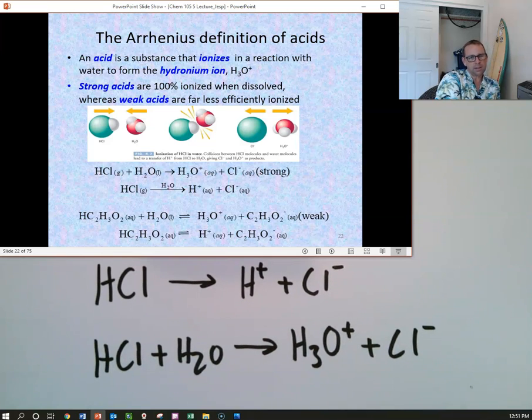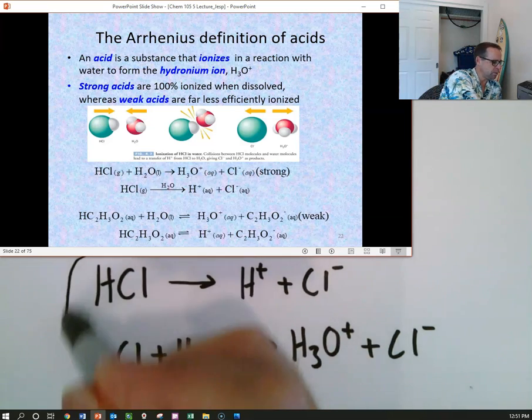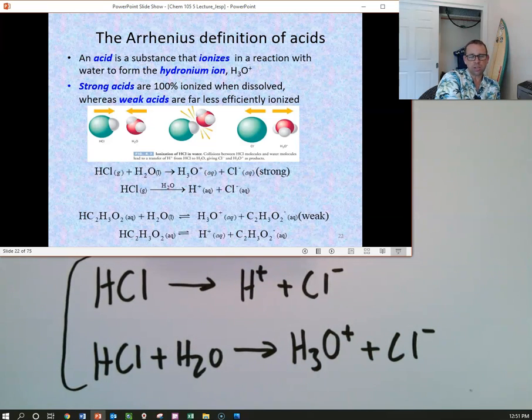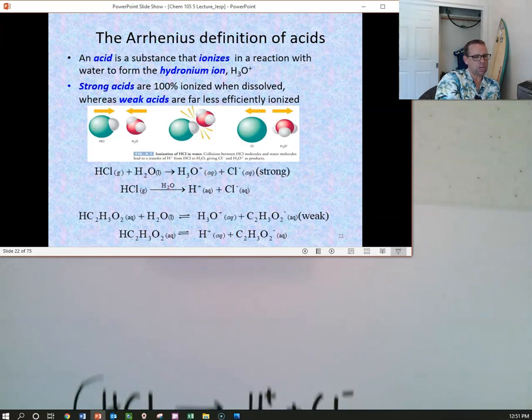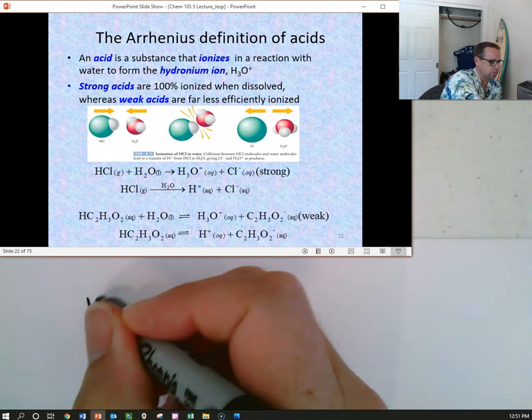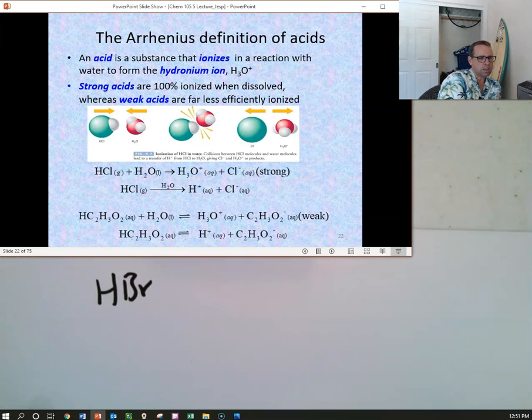Usually we can tell that a compound is an acid because it usually starts with a hydrogen. Okay? So, we want to become familiar with these two ways to show the dissociation of an acid. I'm going to draw another acid here, HBr. What will the dissociative products of HBr be when we put it into water? If we put HBr into water, it's an acid. What will be the dissociative products?